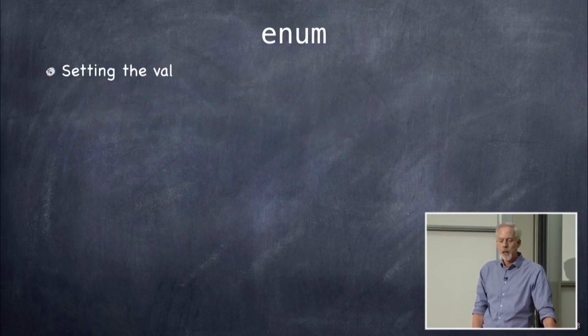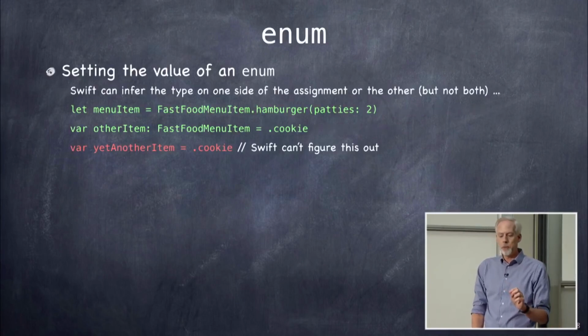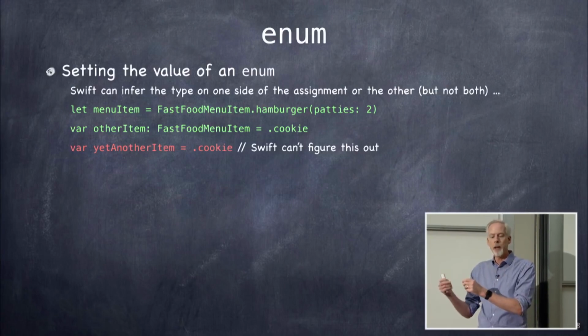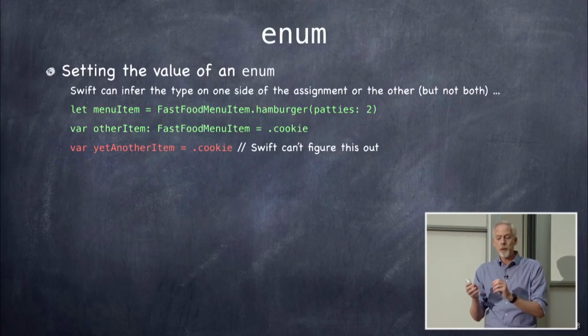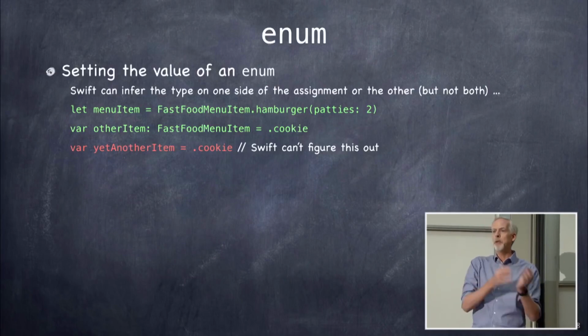Got that? All right, so when you're setting these values, by the way, of course you can use type inference, but only on one side of that equals. So you could say menu item equals fast food menu item dot hamburger, which is what was on the previous slide. Or you could say other item of type fast food menu item equals dot cookie. You see, I've just basically moved the type to the other side.